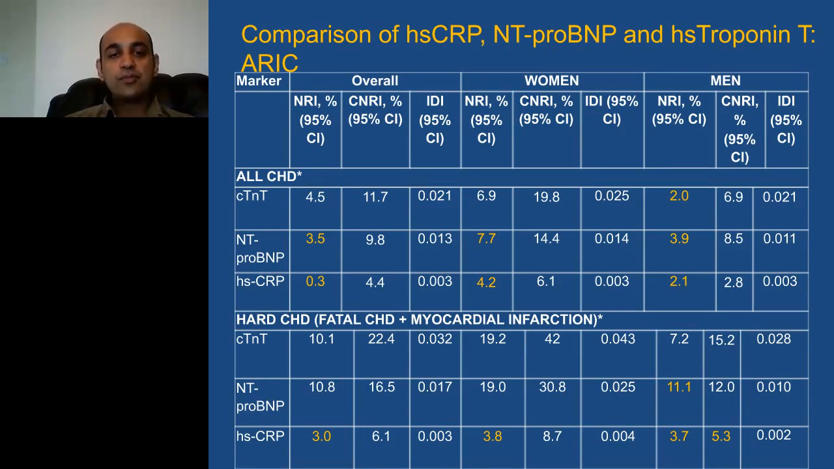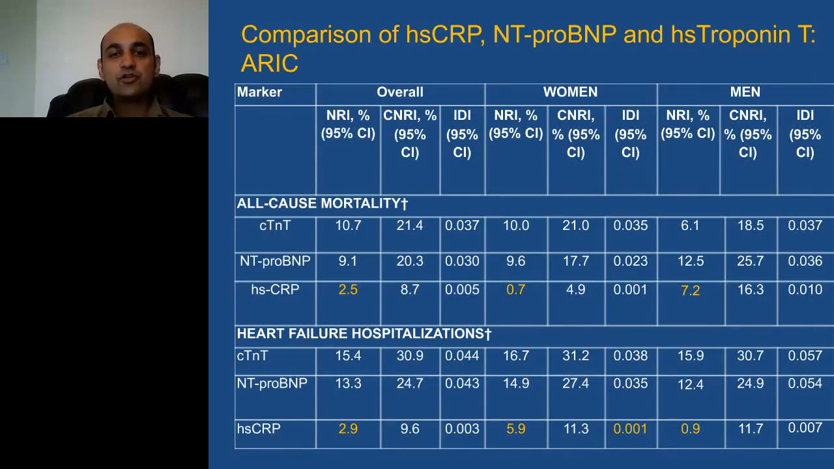across the board, troponin T seemed to do better than C-reactive protein. Here you have troponin T net reclassification index for all CHD, and you can see that it was better than NT-proBNP or hsCRP. The ones in the golden color on the slide are things that were not significant. All the other ones in the white font are significant. You can see troponin was better than C-reactive protein and NT-proBNP for all CHD, and for hard CHD, both troponin and BNP are comparable, but clearly better than C-reactive protein.